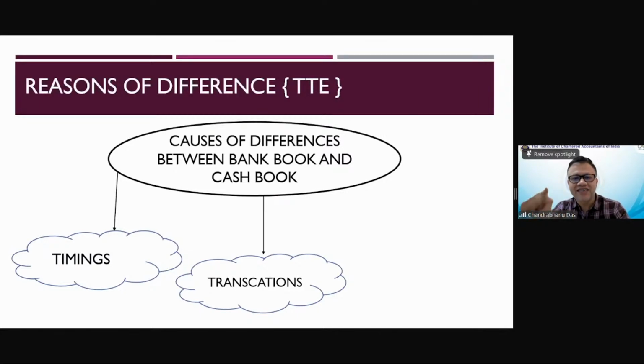Of course, if there is a transaction which happened immediately and it is known to you immediately, then there is not a problem. Similar to this is the timing difference.